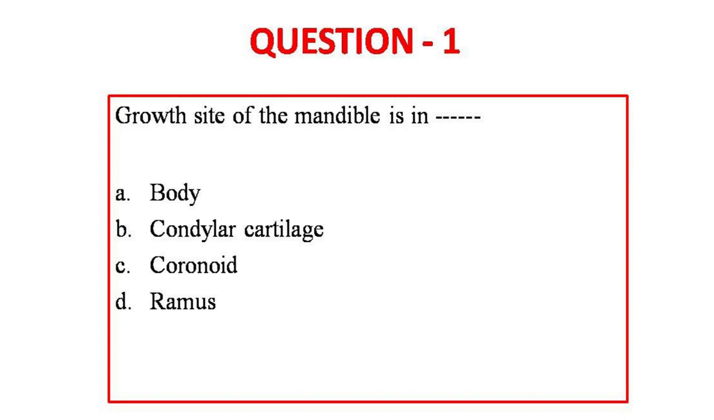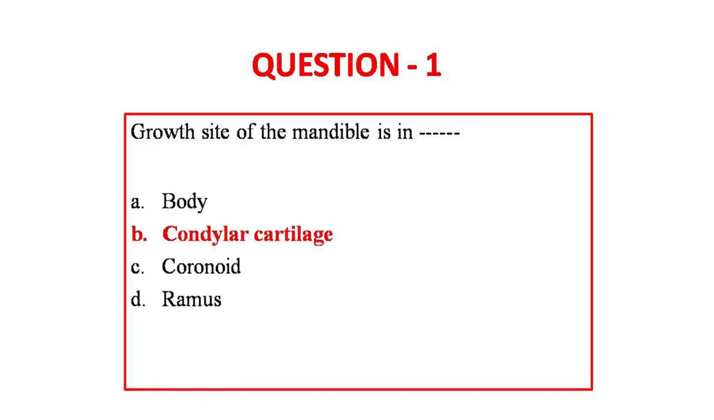Growth site of the mandible is in, they've given 4 options: body, condylar cartilage, coronoid and ramus. The answer to this question is the condylar cartilage. If you see, the growth sites are growth fields having special roles in the growth of particular parts of the bone. Even the maxillary tuberosity is considered as a growth field. So mandibular condyle, sutures, alveolar process, all these fall into the growth sites.